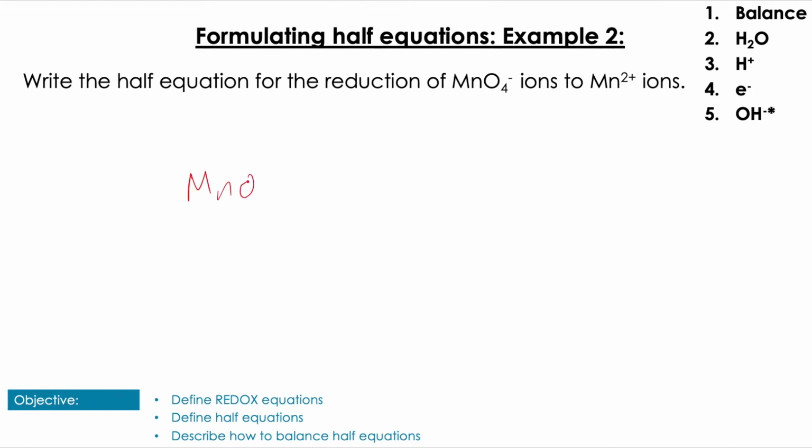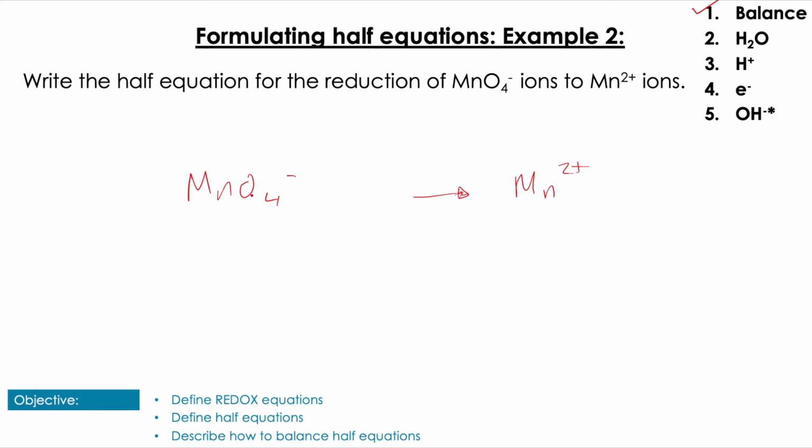So here we're looking at MnO4- ions turning into Mn2+ ions. Now, step 1 is already done for us because I have one Mn atom on both sides, so that's done, and I don't have to change those.